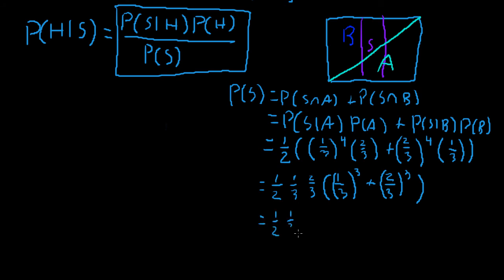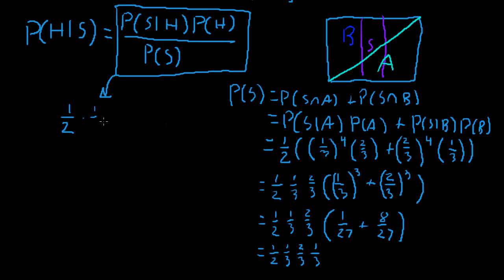Let's complete this inner term first. So we have a half, a third, 2/3, and then 3 cubed is 27. So we have 1 over 27 plus 8 over 27. And this is just going to be 9 over 27. So that's a third. So we have a half, a third, 2/3, and another third. We're not going to multiply this through yet because we're going to go back up here and say, okay, I know that P of S given A and P of A, I have a half, I have a third, I have a 2/3 in there. So there we have a half times a third times 2/3, and then we have 1/3 cubed.